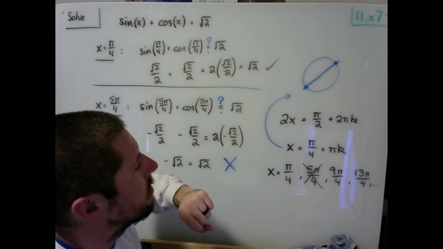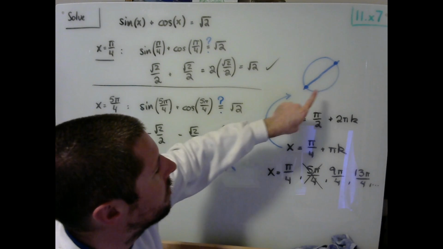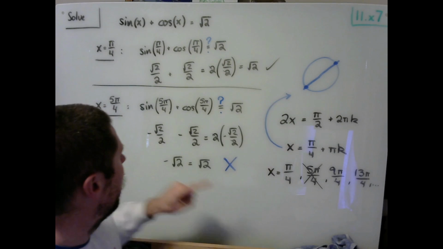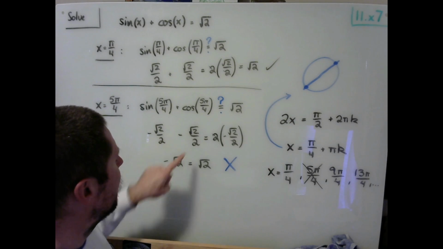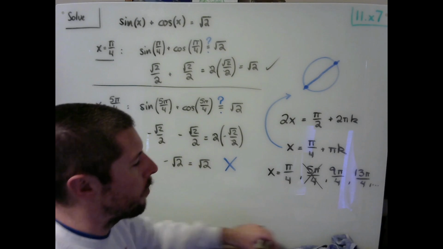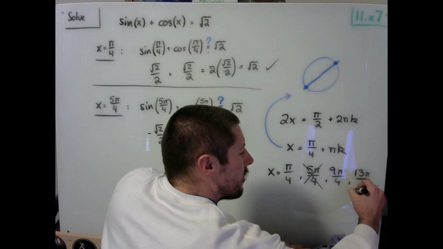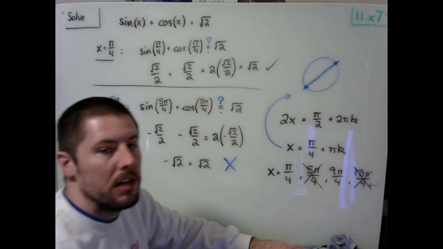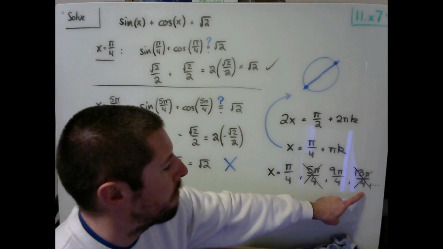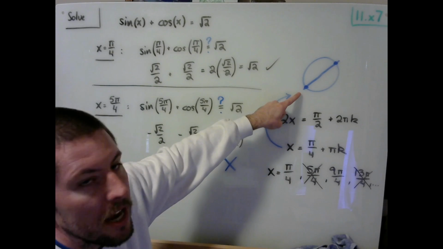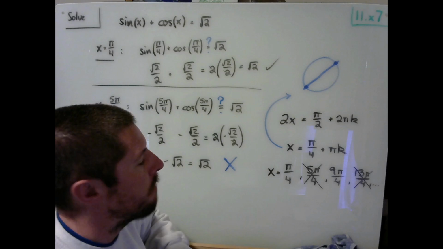What I can also see here is all of the other solutions that live in quadrant 3. They are all going to give me negative root 2 on the left, which is not going to work out. So it seems like things like 13 pi fourths can also be discarded here for the exact same reason. 13 pi fourths also lands at that location right there. It is coterminal with 5 pi fourths.